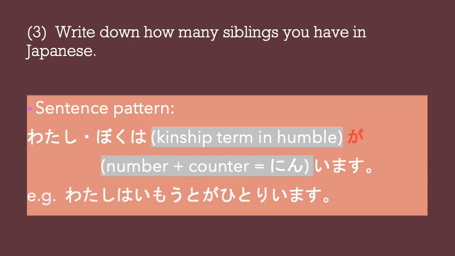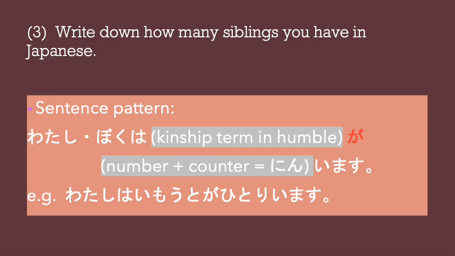So example, I have a younger sister. So I could say, 私は妹が一人います。私は妹がいます is okay too, but kind of vague. You don't know how many. So be specific, giving the number. 一人, one person, one younger sister.